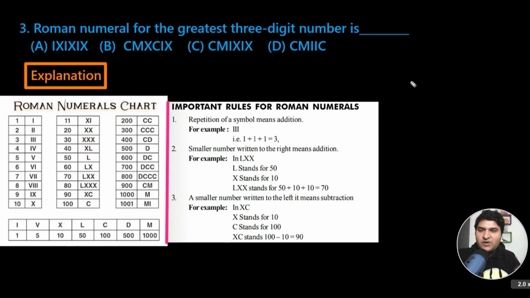Now let's try to solve question number 3. Roman numeral for the greatest 3-digit number is dash. So we have 4 options over here. Definitely we know that 999 is the greatest 3-digit number. Why? Because if you add one more to this number, you will get 1000, and 1000 is a 4-digit number. So definitely we have to represent this 999 as a Roman numeral, right?